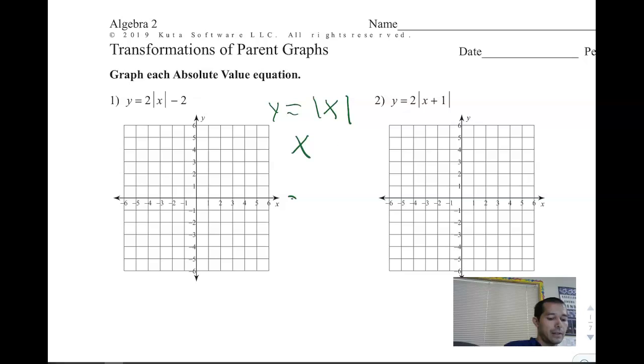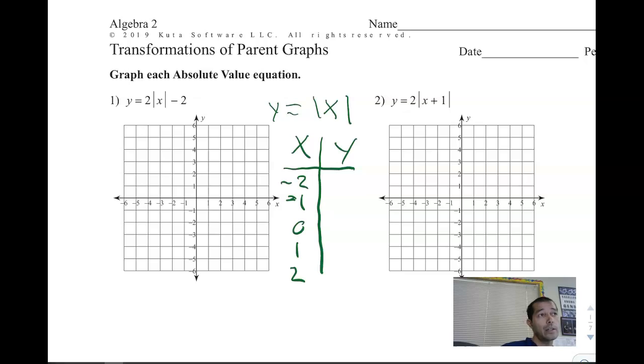So in this case, the original points for the parent function for absolute values, we always want to start with -2, -1, 0, 1, and 2. Those are usually always our starting points. And to get the y values, we always take the what? The absolute value of the x values. So the absolute value of -2 is 2. The absolute value of -1 is 1. The absolute value of 0 is 0. The absolute value of 1 is 1. And the absolute value of 2 is 2.